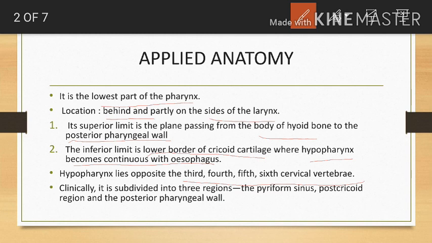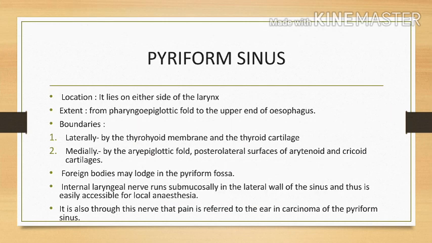Clinically, this hypopharynx is again divided into three regions. Most importantly, the pyriform sinus, then the postcricoid region, and lastly the posterior pharyngeal wall. Once again, it is the pyriform sinus, postcricoid region, and the posterior pharyngeal wall. Right. Coming to details of each of these, the pyriform sinus. It is also called the pyriform fossa. Yes, now you've all heard of it.